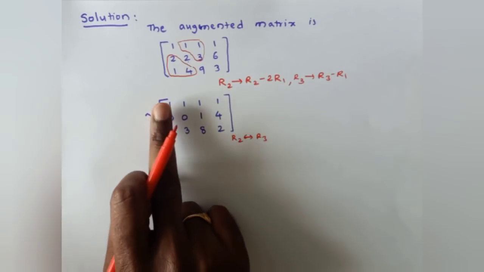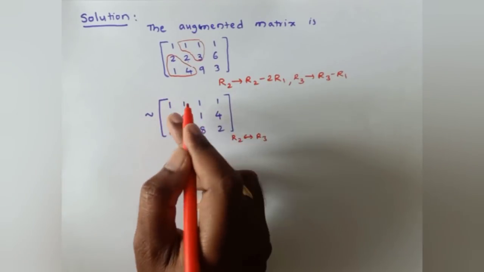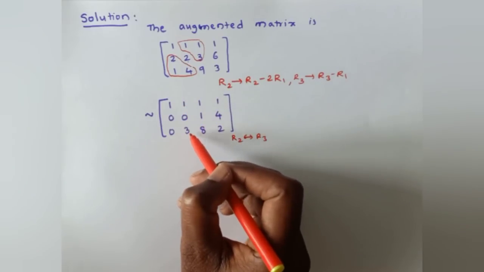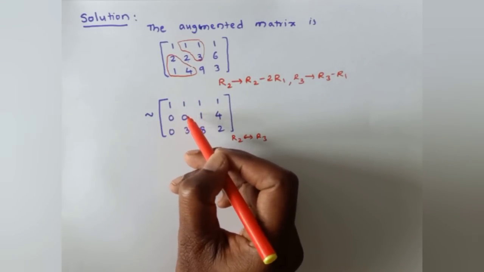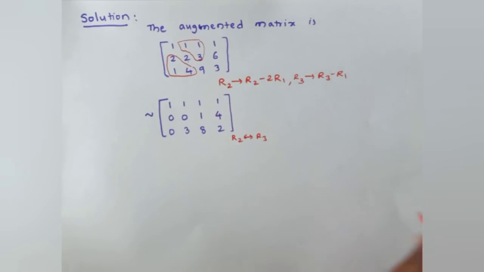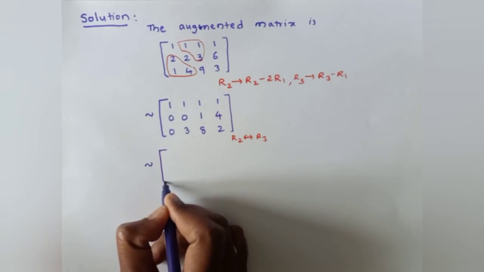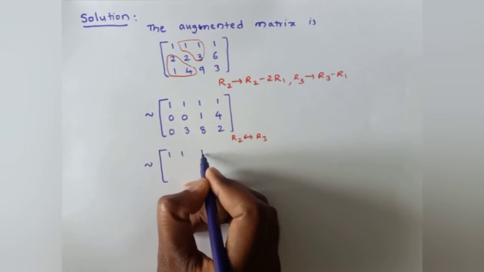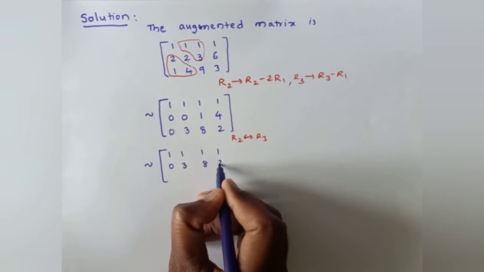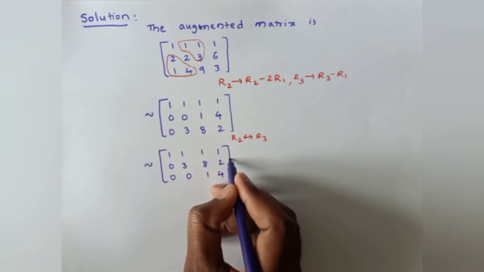Okay, now first column, by using the first column here, you can use this first element to make these elements 0. Now next, second column elements, to make these 2 elements 0, compulsorily we need 1 here. So here I am interchanging these two rows. Then the resultant is equivalent to, no change in the first row. Then say it is 0 3 8 2, 0 0 1 4.